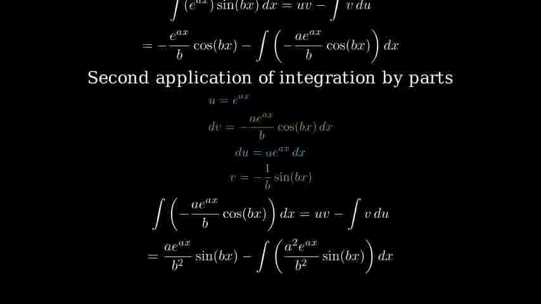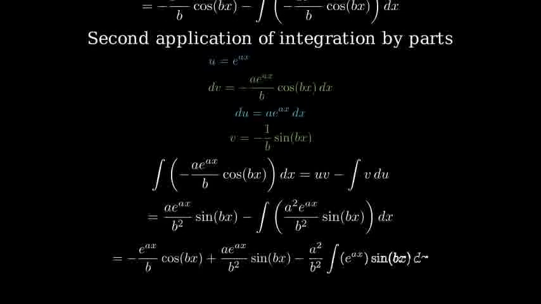Now let's substitute our last result back into our first equation. Combining the results, we have negative e to the power of x over b times cosine of bx plus a times e to the power of x over b squared times sine of bx minus a squared times the integral of e to the power of x sine of bx over b squared dx. We've now arrived at an integral on both sides of the equation.